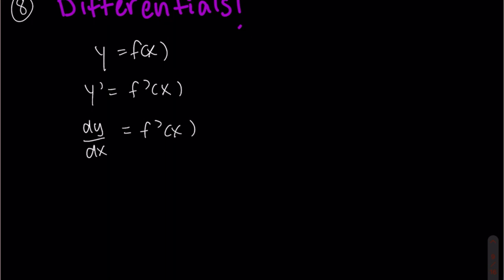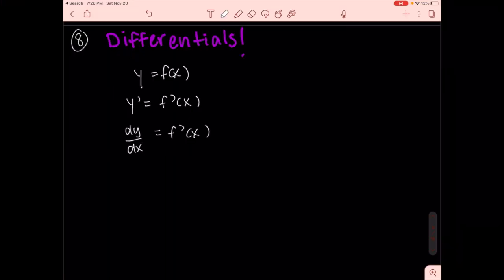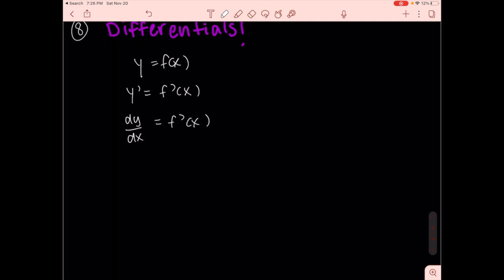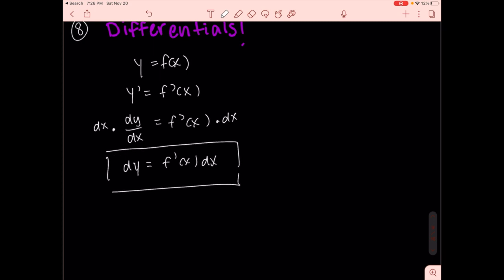dy is the differential of y. So if you were asked to find the differential of y here, all you'd have to do is multiply dx by both sides. And that would leave you with dy is equal to f prime of x times dx. So this is the process we're going to be using to find differentials of y later on.